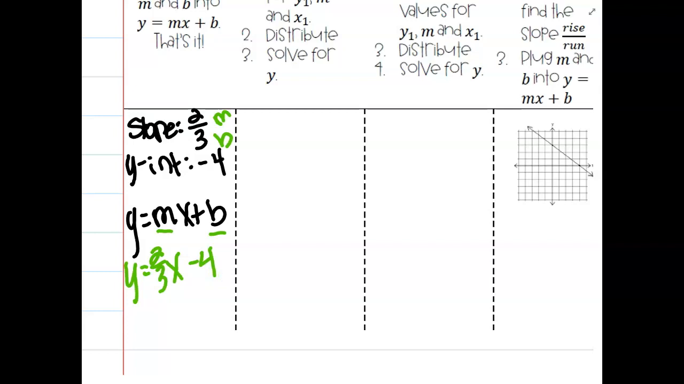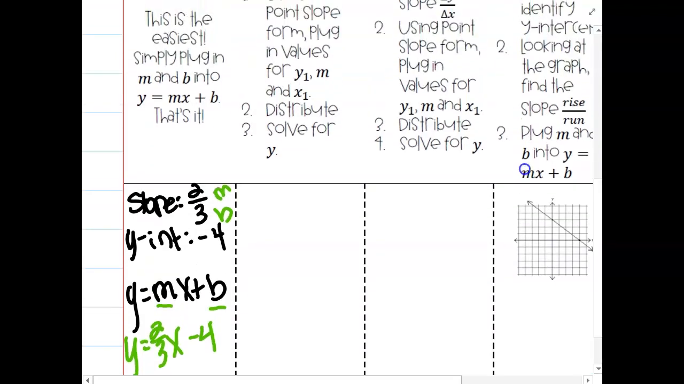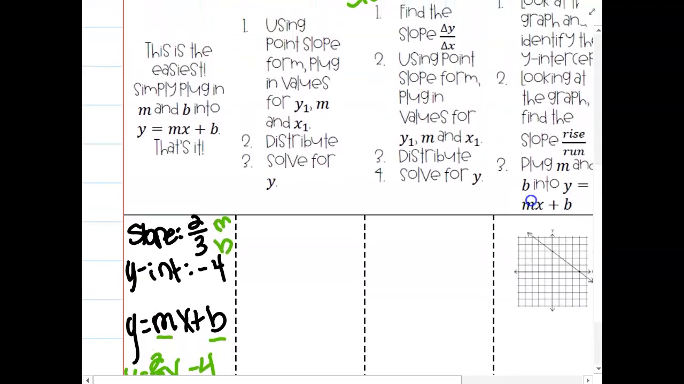If you wanted to say plus a -4, you wouldn't be wrong, but minus 4 is probably going to be more widely used. That's the easiest way to write the equation of a line, if they give you everything you need. Unfortunately, most of the time they're not going to be quite so nice and give you absolutely everything you need. Most of the time you're going to have to work a little bit.